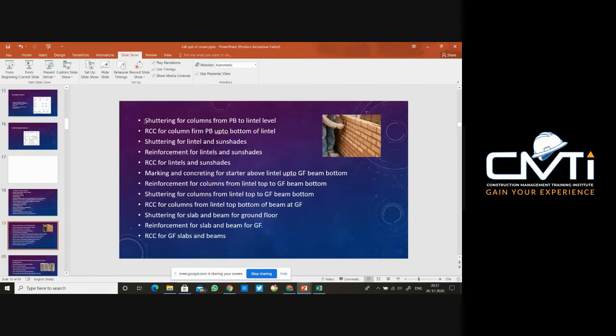Then after that, we do the shuttering for the column from the plinth beam to the lintel level. Then we do the RCC for the column up to the lintel level. Then we do the shuttering for the lintels and the sunshades. Then after the shuttering, we do the reinforcement, and then after that, we do the RCC work for that.